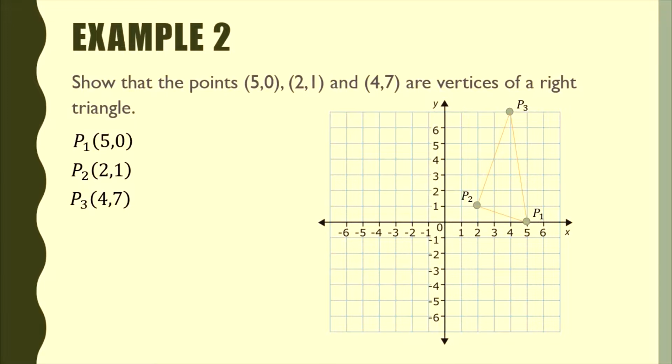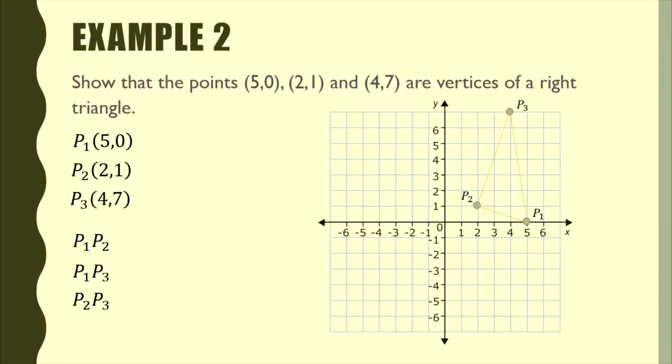Now to prove that these points are vertices of a right triangle, the lengths of the sides should satisfy the well-known theorem, which is the Pythagorean theorem. So first of all is we have to find the lengths of the sides p sub 1 to p sub 2, p sub 1 to p sub 3, and p sub 2 to p sub 3. Let us find first the length of the side from p sub 1 to p sub 2.